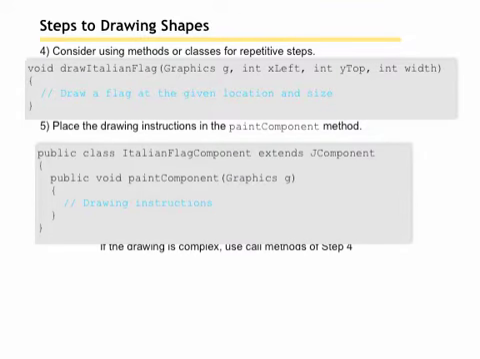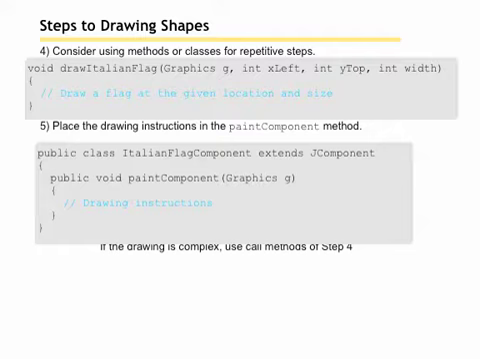Consider using methods or classes for repetitive steps. It's very handy to be able to put some steps inside a method and then just call that method repeatedly rather than rewriting code. Any time that we are writing the same code more than once, we have to pause and ask ourselves, is there a better way? Certainly methods will lead to code reuse, which is preferred.